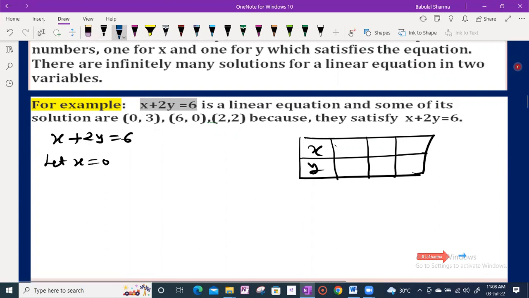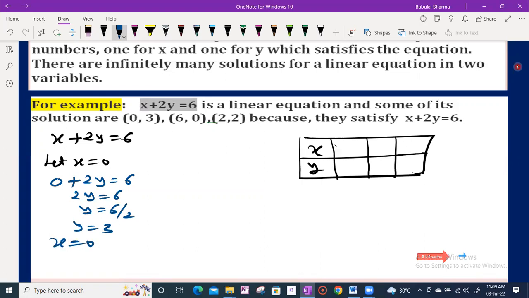So now I can write in place of x, 0 plus 2y is equal to 6. 2y is equal to 6. So y is 6 by 2. So y is equal to 3. So if x is equal to 0, then y will be 3. So if x is 0, y is 3. One solution.